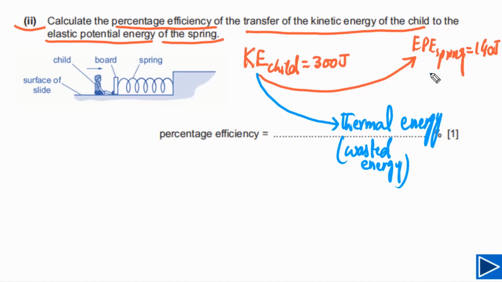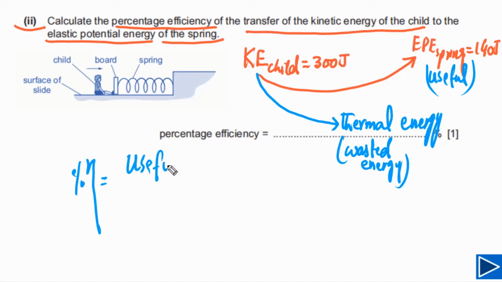And this one is useful. Now we need to find the percentage efficiency. So simply we can say percentage efficiency is equal to useful energy output divided by total input. Then we need to multiply this with 100.